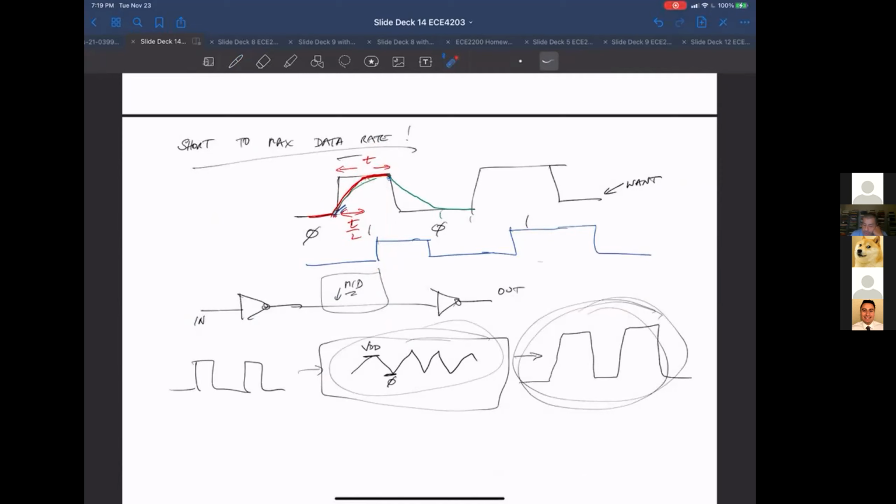So that's the suggestion I gave as a reasonable value for your minimum bit period, which sets your maximum data transmission rate, where you use half of it for rise or fall time and the other half to be steady.